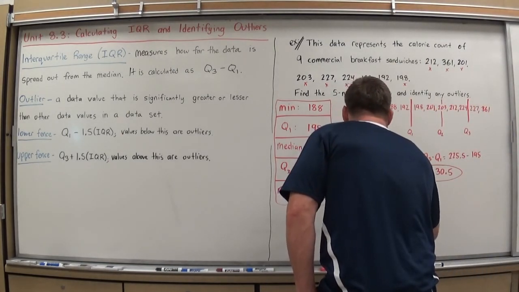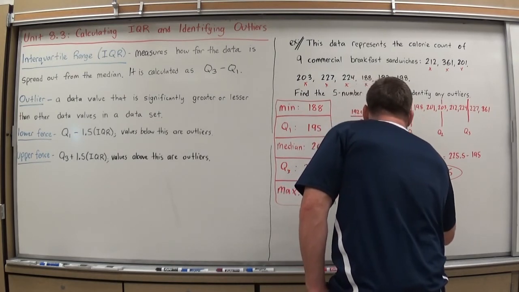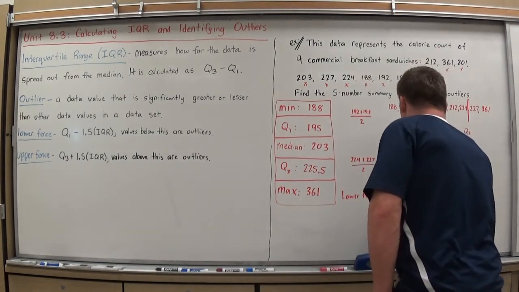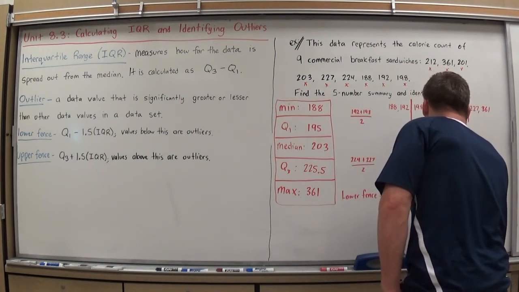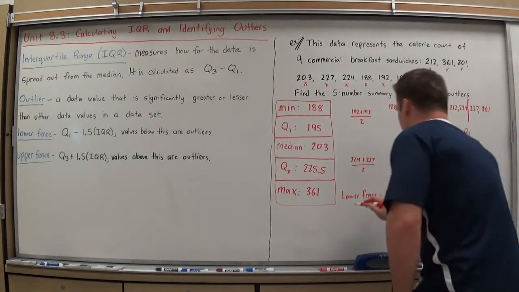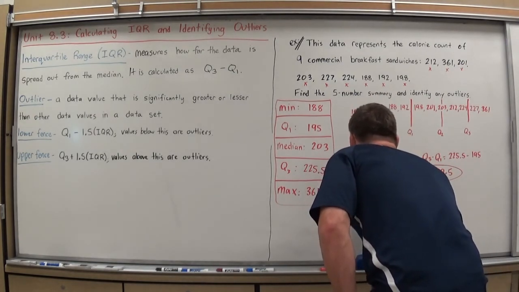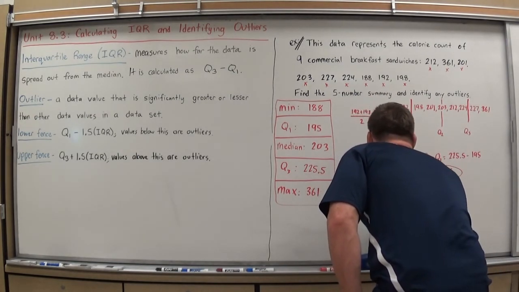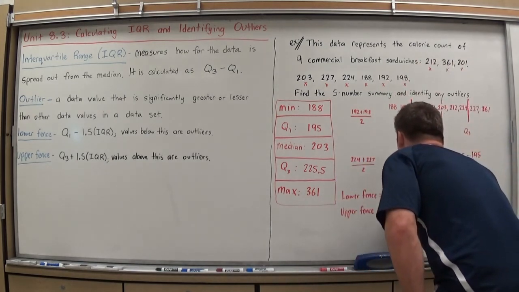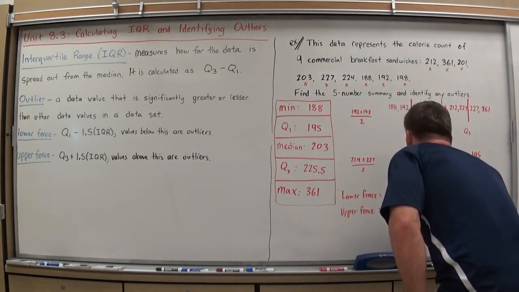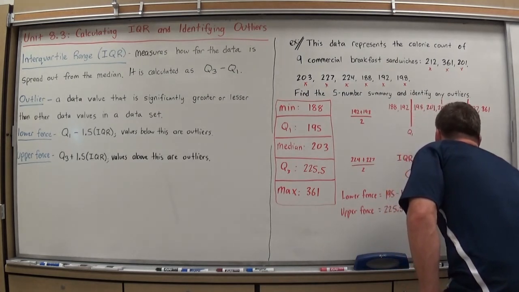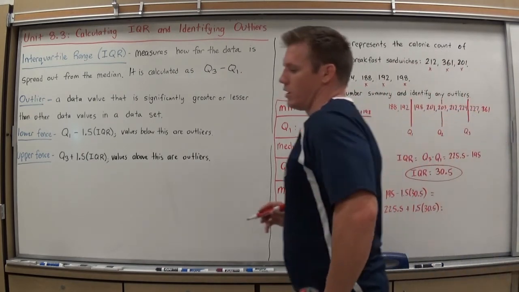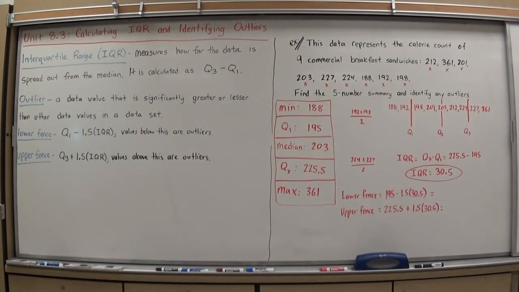So lower fence is our Q1, which is 195, minus 1.5 times our IQR of 30.5. And our upper fence is 225.5 plus 1.5 times our IQR. So I'm going to go ahead and work those numbers out real quick.